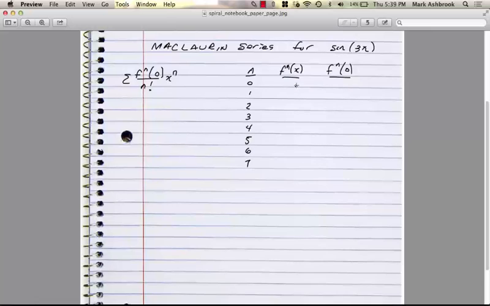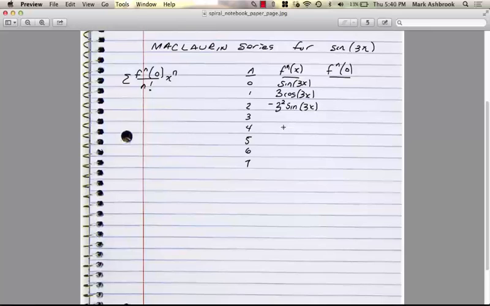Okay, so what's the 0th derivative of x? Well, that's just our sine 3x. First derivative then. What's the first derivative of our function sine of 3x? 3 cosine 3x. Second derivative. Negative. And instead of writing it as 9, to keep track of what we're actually doing, we're going to write it as -3 squared sine of 3x.